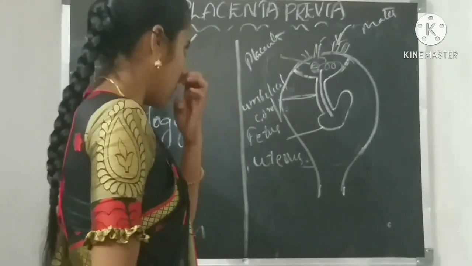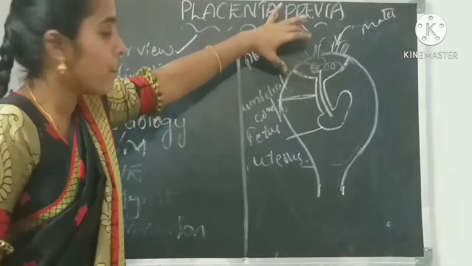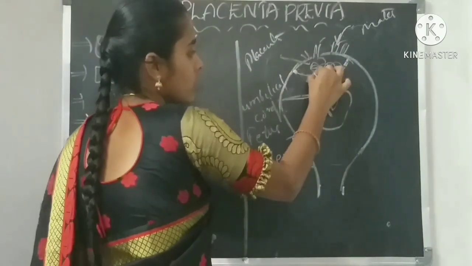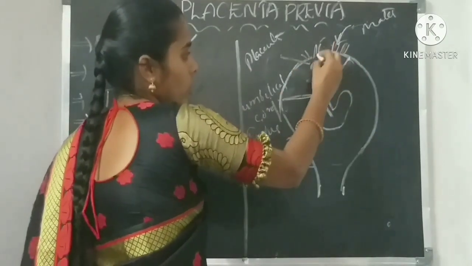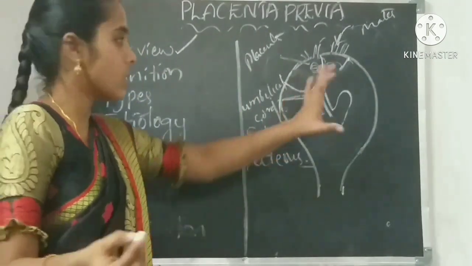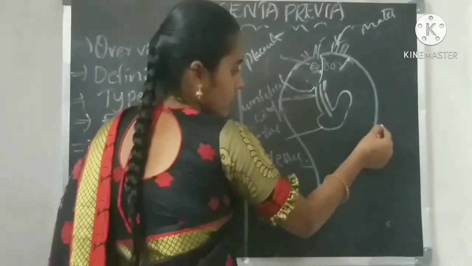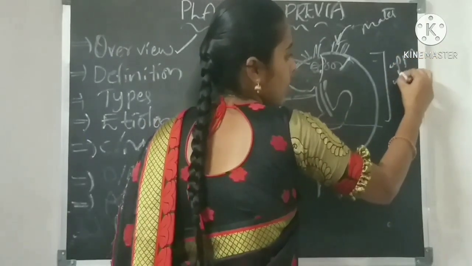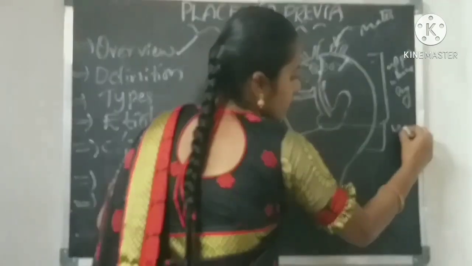Next we will see that normally, in most pregnancies, the placenta is situated at the upper side of the uterus or the side of the uterus. This is the topmost side of the uterus. This portion up to here is considered the upper uterine segment, and this portion is considered the lower uterine segment.